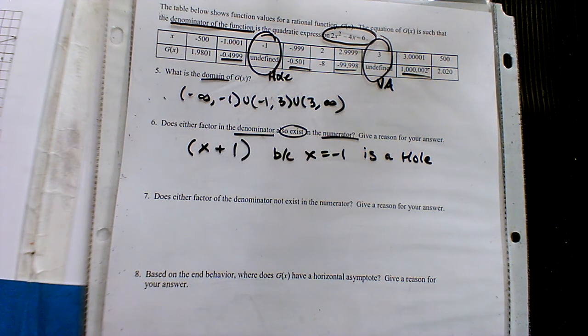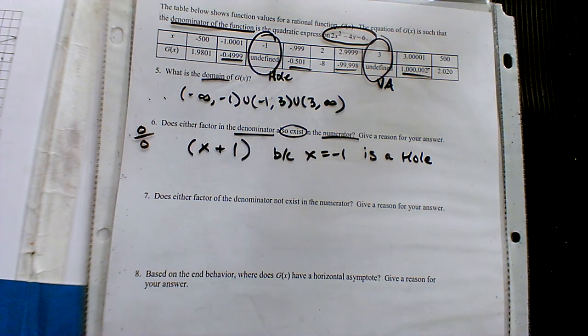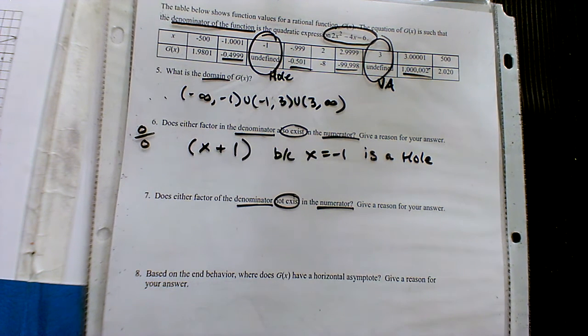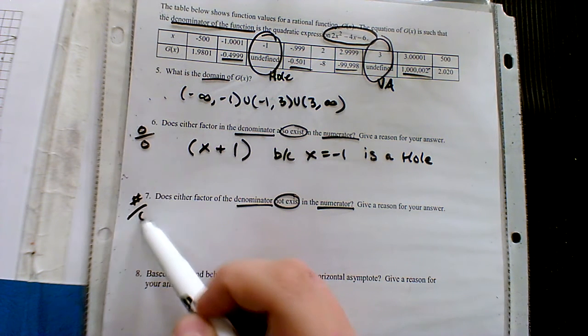All right, if we have a factor in the top and the bottom, maybe you want to think about it as the little characteristic of 0 over 0, if that helps you. We kind of realize throughout the unit that that means we have a hole at that spot. What about 7 while we're on this factor train? Does either factor in the denominator not exist in the numerator? So it's only in the bottom, not in the top. If you thought about it, that would be like a number over 0.